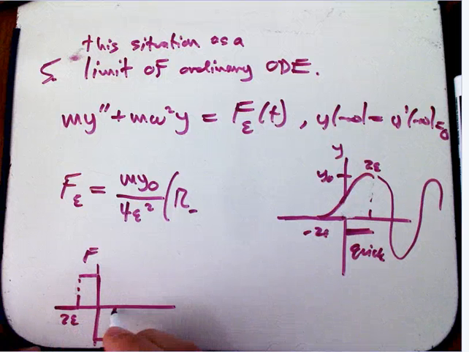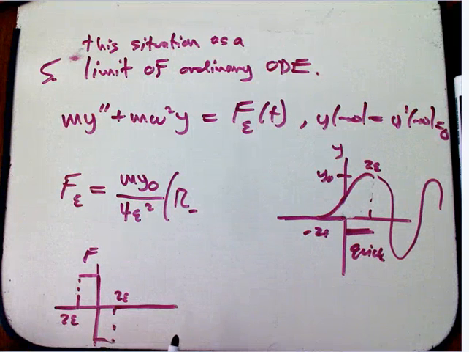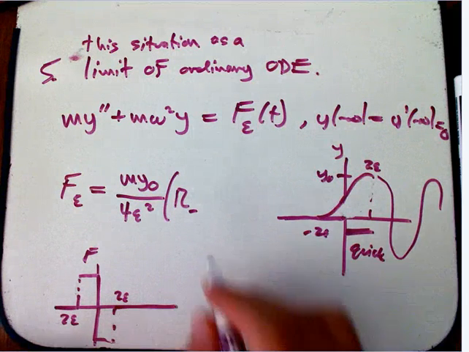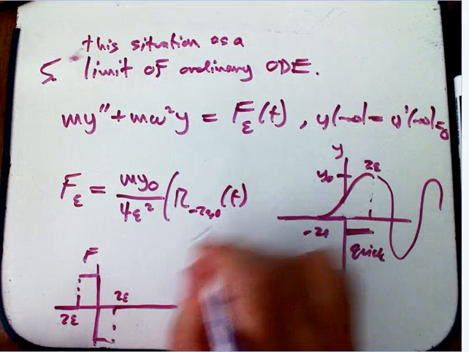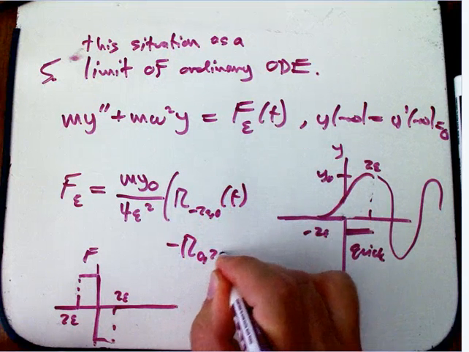And it's going to be easier to deal with some of the algebra and connect it with other stuff if that's 2 epsilon and that's 2 epsilon. So we're going to have a rectangular pulse from minus 2 epsilon to 0, and then minus a rectangular pulse from 0 to 2 epsilon.